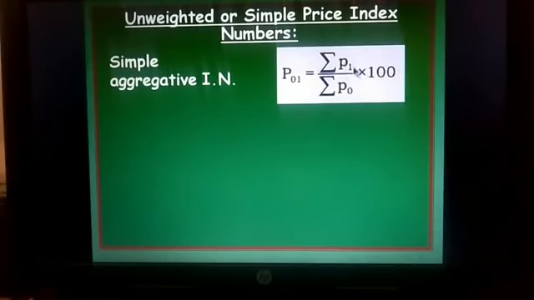Remember this always. One or current year things will be present in the numerator as compared to base year. That's why in the denominator you will have all those base year aspects. So this is P01 is equal to P1 divided by P0 multiplied by 100. Since it is aggregative, summation also is being applied. Hope you are following me, students.